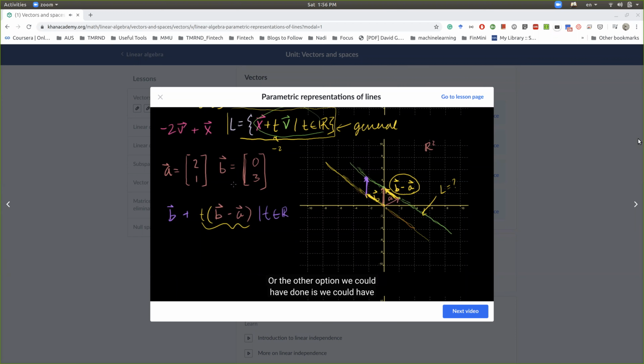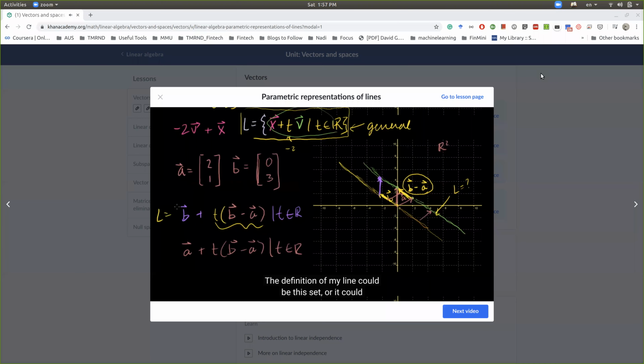Or the other option we could have done is we could have added vector a. Vector a would have taken any arbitrary point here and shifted it that way, right? You would be adding vector a to it. But either way, you're going to get to the green line that we cared about. So you could have also defined it as the set of vector a plus t times vector b minus a, where t is a member of the reals. Now, my definition of my line could be either of these things. The definition of my line could be this set, or it could be this set.